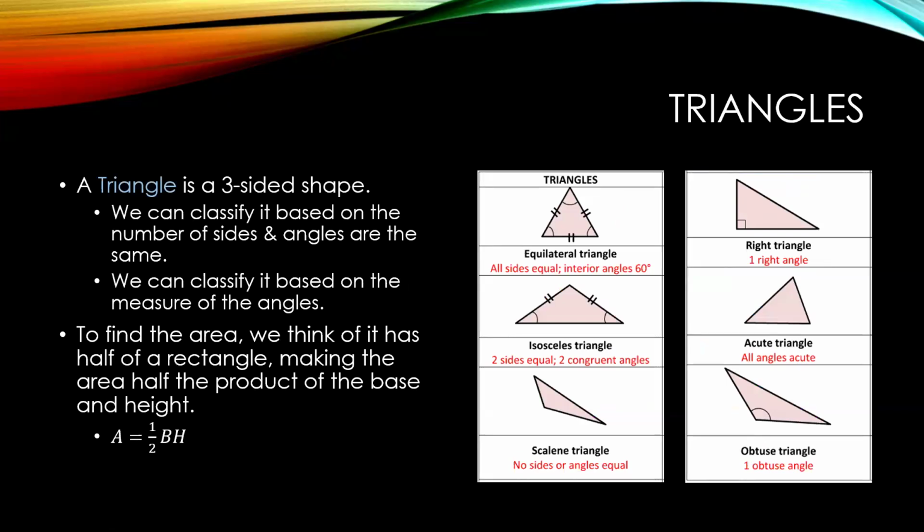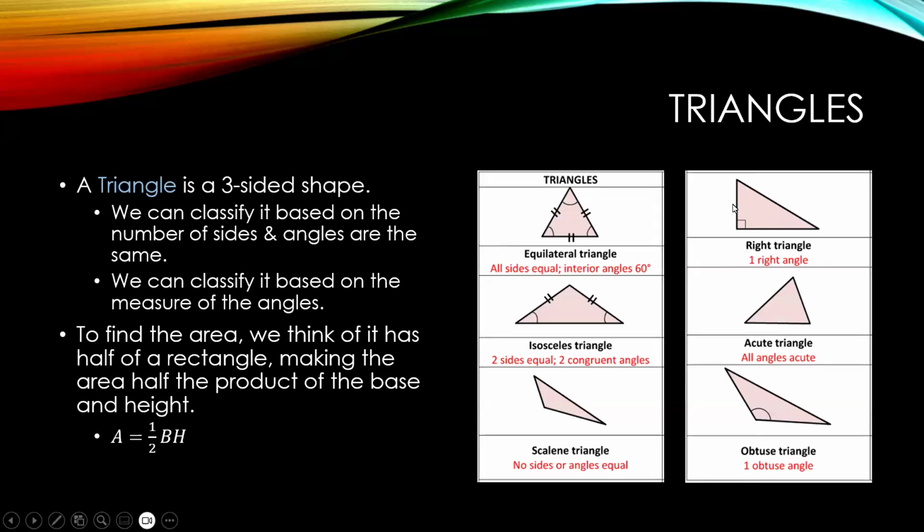A triangle, that's an easy one. Hopefully we all know what a triangle is. A triangle is a 3-sided shape. We can classify it based on the number of sides and angles and determine what they are when they are the same. We have scalene triangles where nothing's really the same. Isosceles is where 2 sides are the same. And equilateral is where 3 sides and angles are the same.